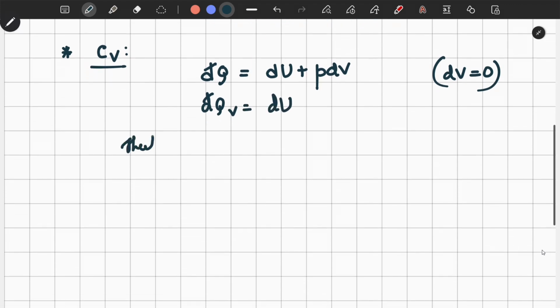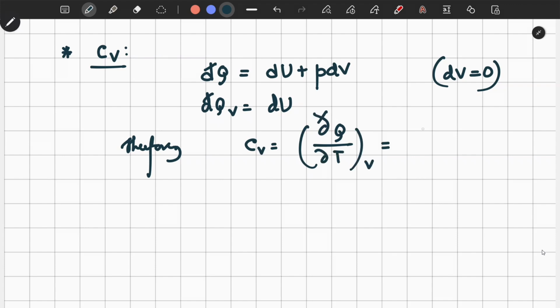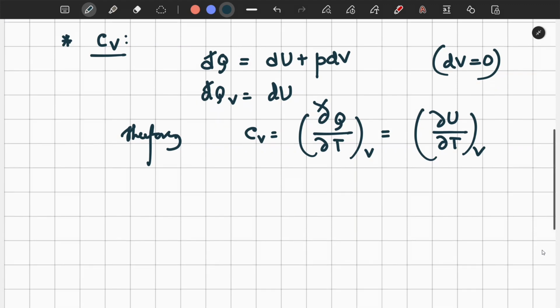Therefore, what can you write? Cv equals, this is the definition of Cv, d cross q over dT at constant V, which is del U del T at constant V. So this way you can calculate the Cv. This is the heat capacity at constant volume. When you know the Cv, then from Cv you can calculate the internal energy change.